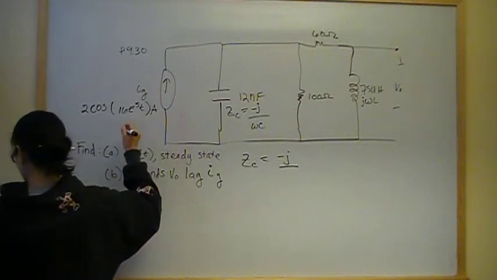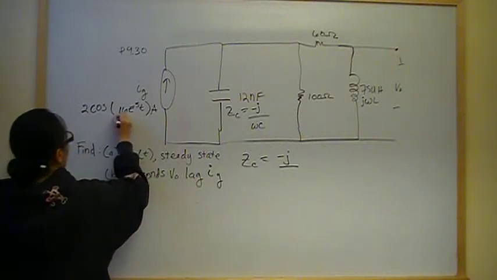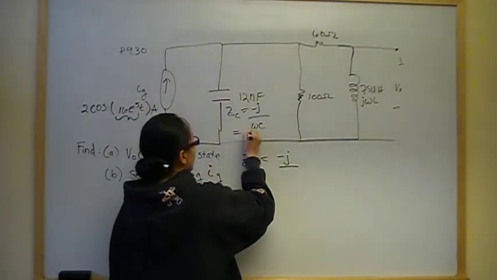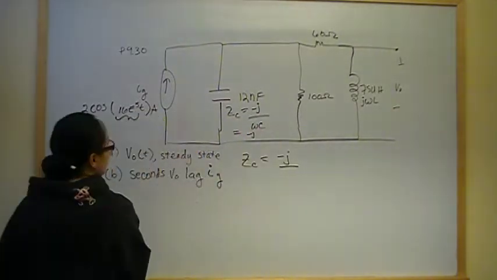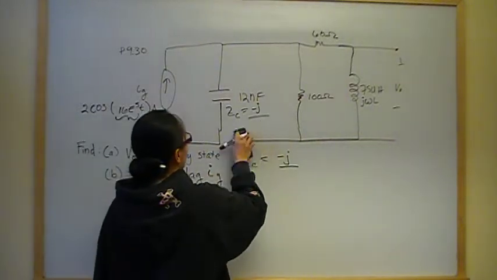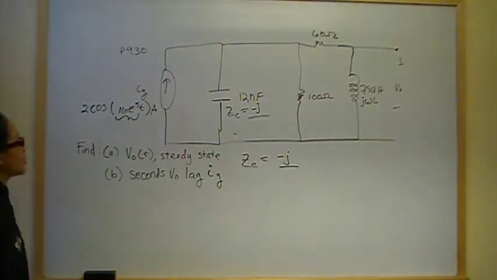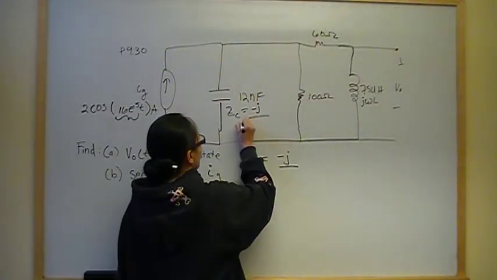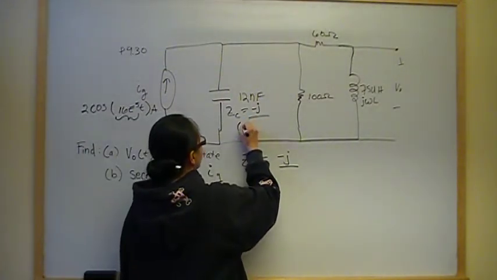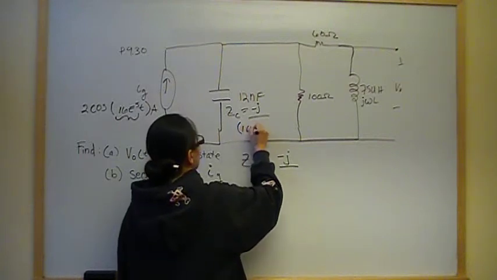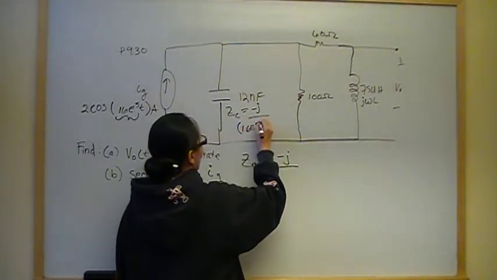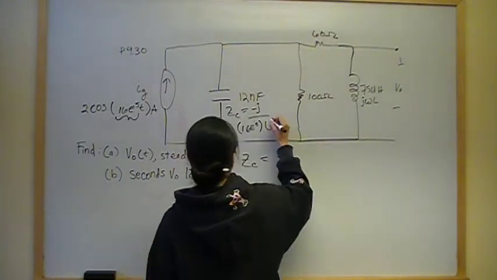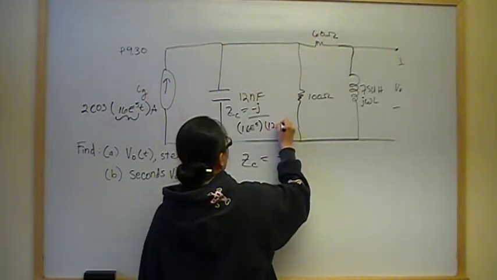So the omega in this case is right here. Let's just replace the parts here. Omega is the number that is the coefficient of time. And so omega is 16E5, and that's going to be times the capacitance, which is 12E minus 9.